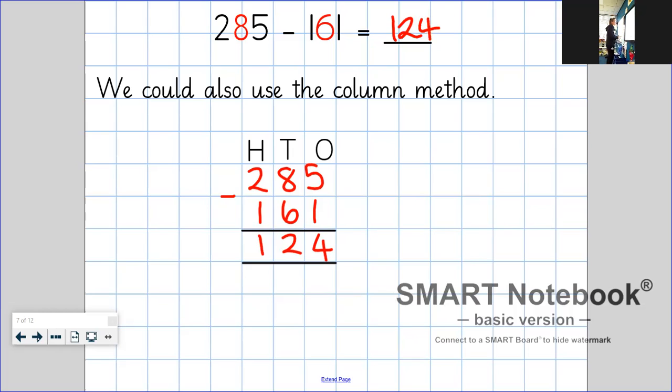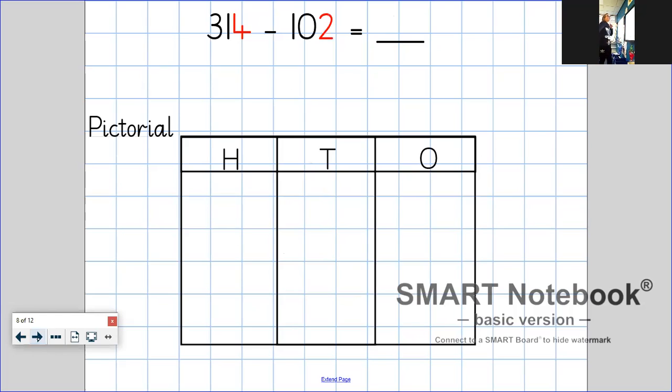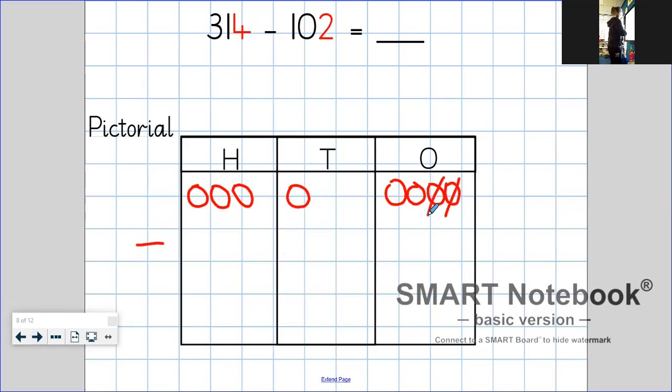Let's keep going. Another subtract. Okay, 314. 300, 1 ten, 4 ones. Take away 102. So I'm taking away 2 ones. I'm taking away no tens. And I'm taking away 100. And I have got 200, 1 ten, and 2 ones left. So I have got the answer 212.